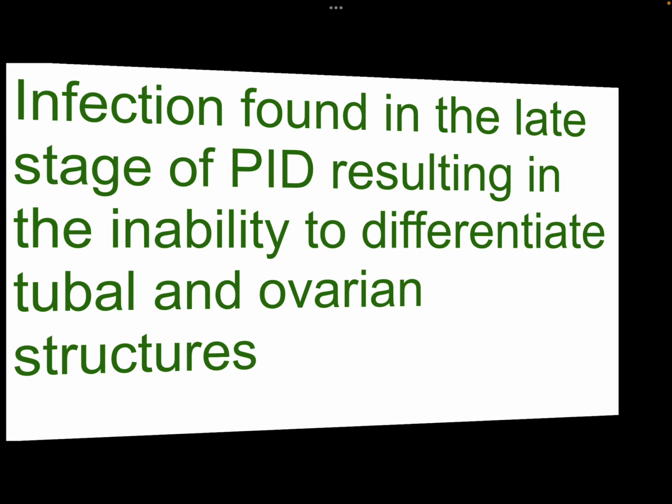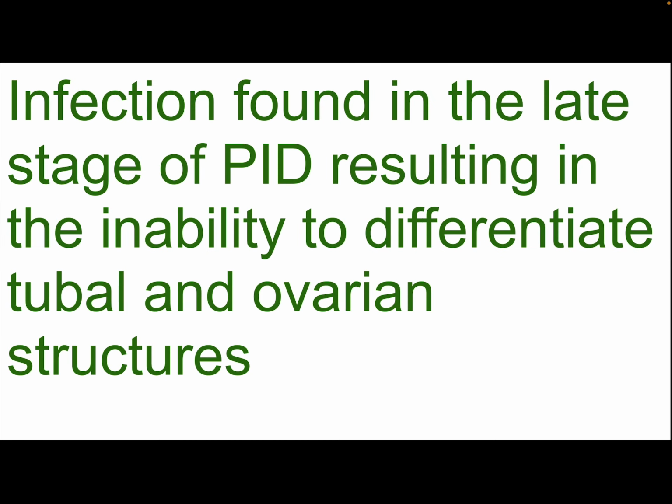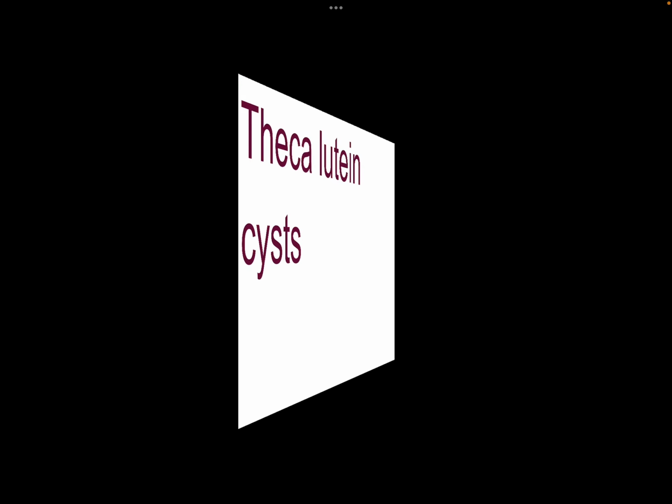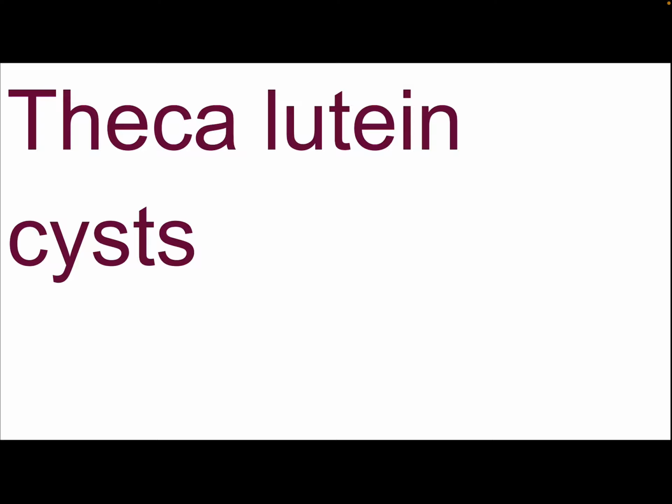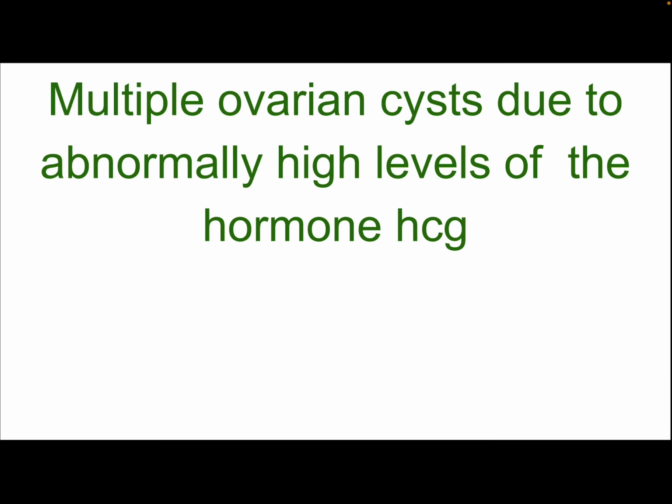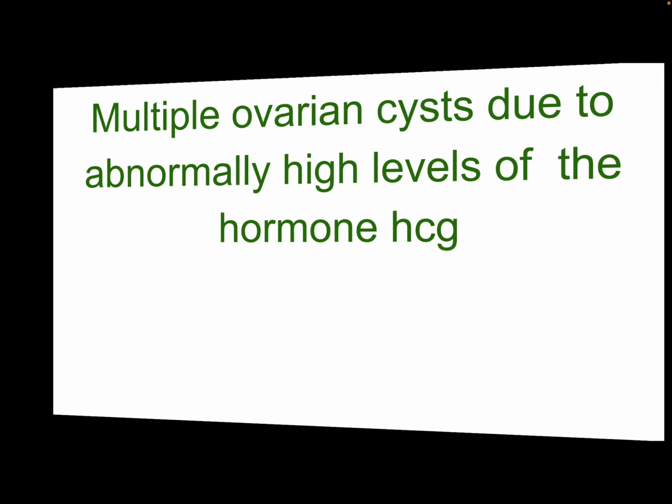Tubo-ovarian abscess: infection found in the late stage of pelvic inflammatory disease, resulting in the inability to differentiate tubal and ovarian structures. Theca lutein cyst: multiple ovarian cysts due to abnormally high level of hormone HCG.